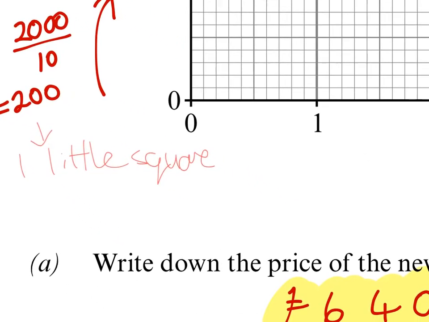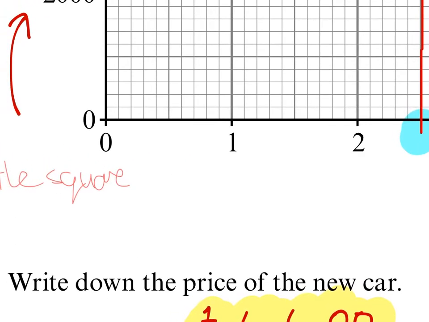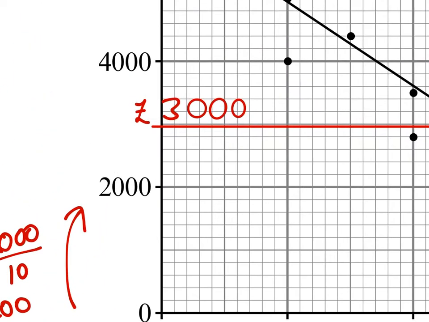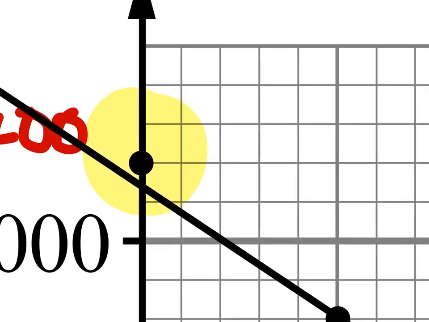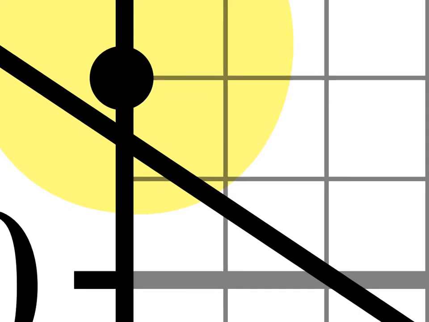The next question says, write down the price of a new car. So how old is a new car? How many years old would a new car be? 0. 0, well done. So you're actually looking on the axes here. So you're actually looking at this chap here. I'm trying to zoom in so much so you can't quite see what the answer is.